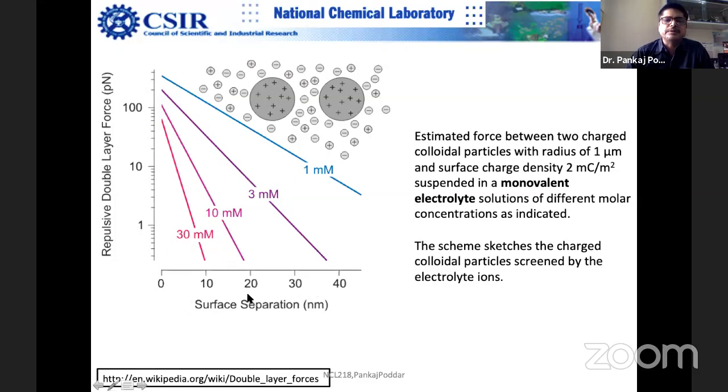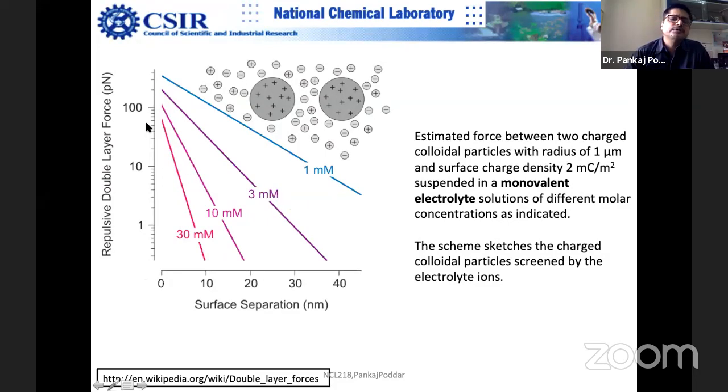And finally, if you plot it against surface separation, for example, take two colloidal particles with a radius of 1 micron and a surface charge density of 2 millicoulomb per meter square, suspended in a monovalent electrolyte. The y-axis is the double layer force in piconewton, which can be easily measured using modern day AFMs, and this is the surface separation. These are all monovalent, not divalent or trivalent.